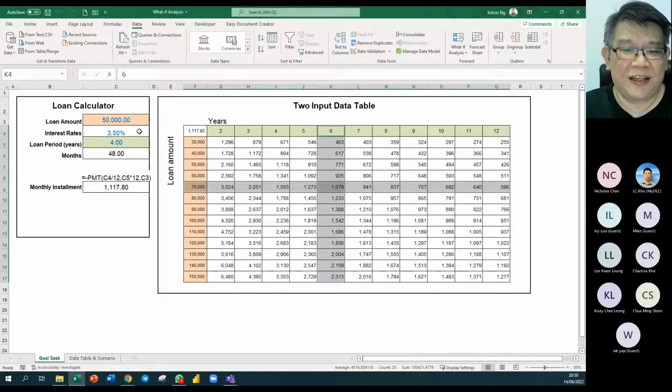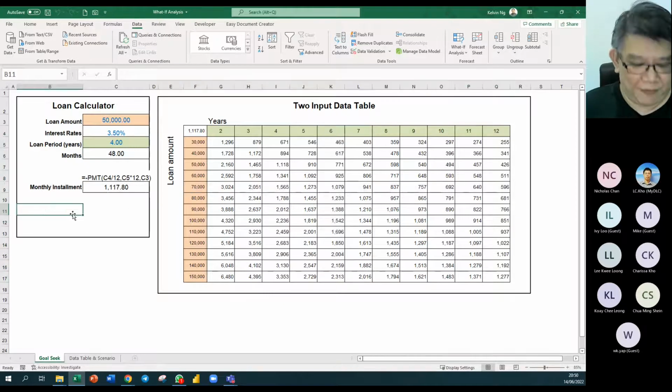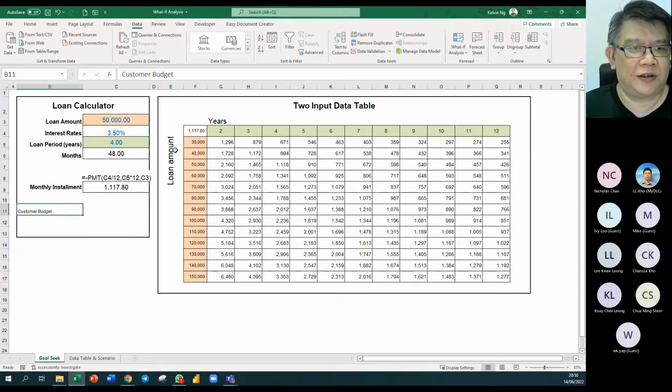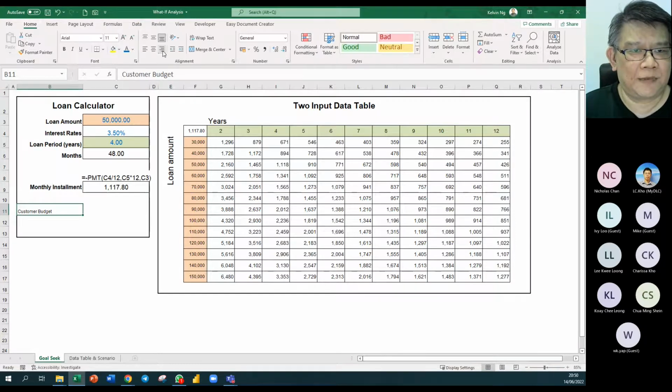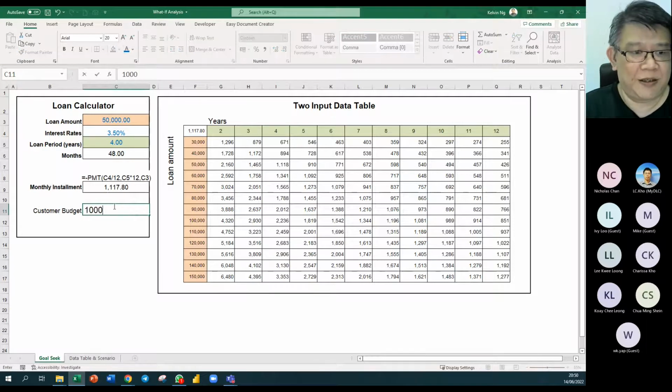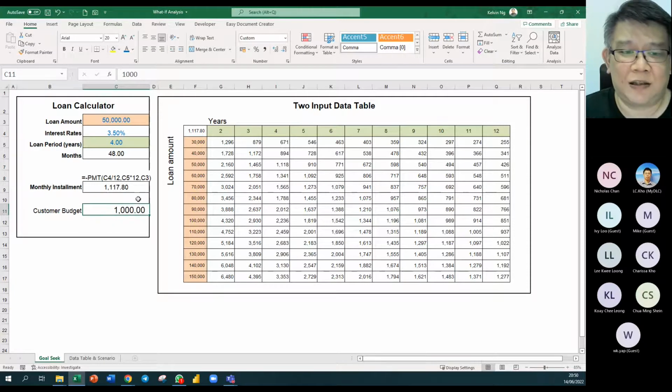Okay. So now, let's just say I have a budget. I want to know what is the customer budget, so I put there customer budget. Some people say budget, okay, never mind, we call it budget now. So what is the budget? Let's just say the budget is 1,000 ringgit.